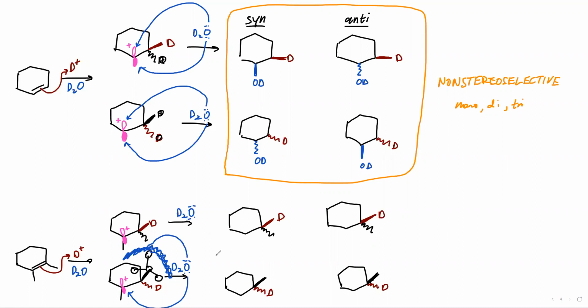Like on the other side of it. So that's the same thing here. Water doesn't want to enter the club through the propeller. It wants to enter the club the other way of the propeller, if that makes sense. And so water has an easier time adding opposite to the methyl.